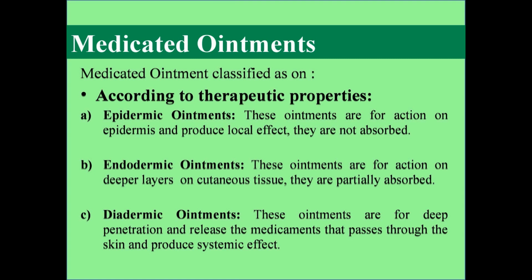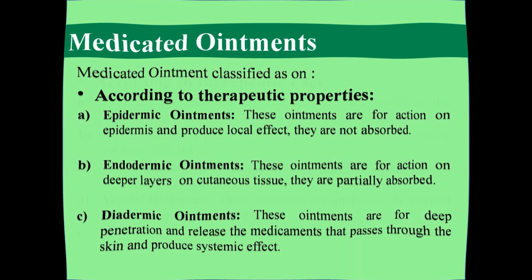Medicated ointments are classified on the basis of their therapeutic properties. According to the therapeutic properties, there are three kinds of medicated ointments: epidermic ointment, endodermic ointment, and diadermic ointment. Epidermic ointment acts superficially, the endodermic ointment acts on the deeper layer of cutaneous tissues, and the diadermic ointment acts by deep penetration and releases the medicaments that pass through the skin and produce a systemic effect.